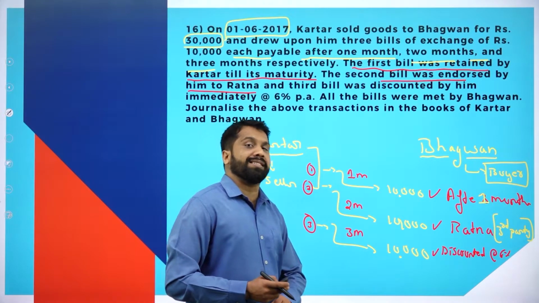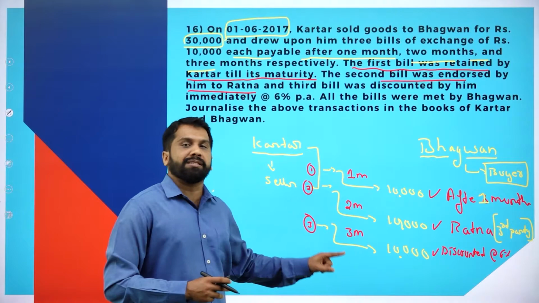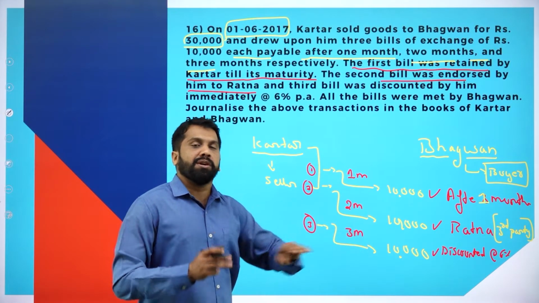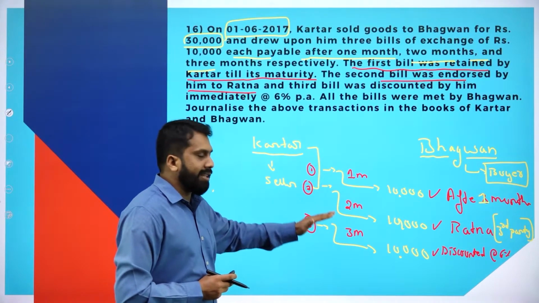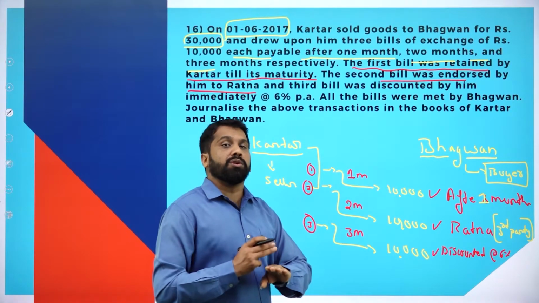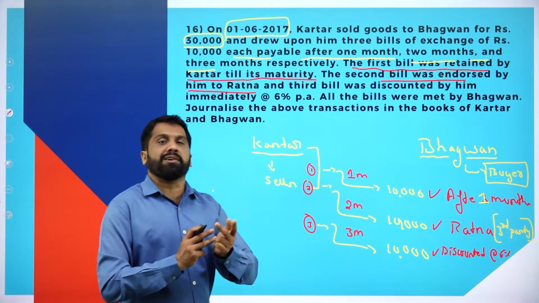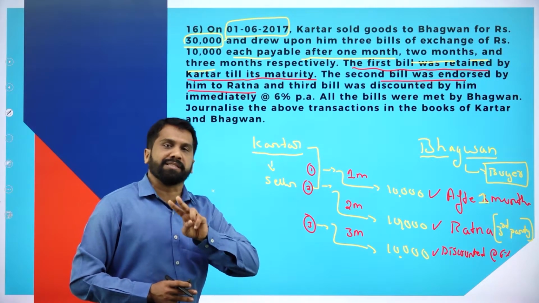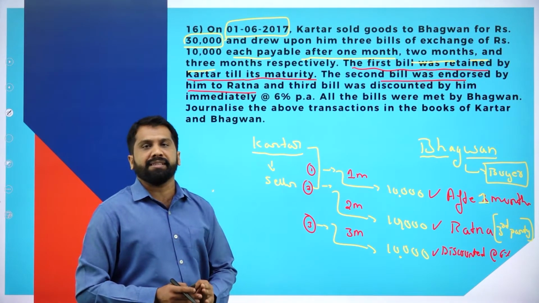Before that only, what he has done? Discounted. Clear? In this, we have discounted and endorsed. We don't have the concept called dishonored. In this, nothing is dishonored. No noting charges also. Noting charges and dishonored, these two concepts are not there in this. Hope you are clear.